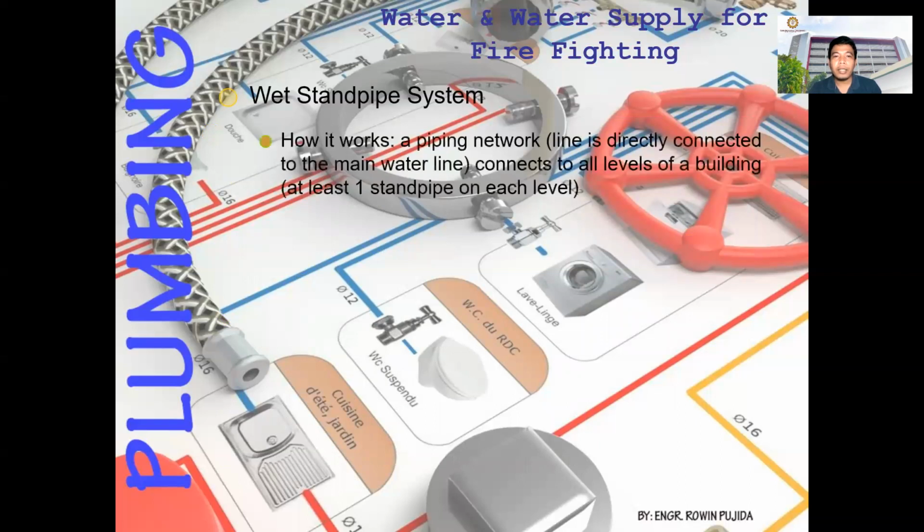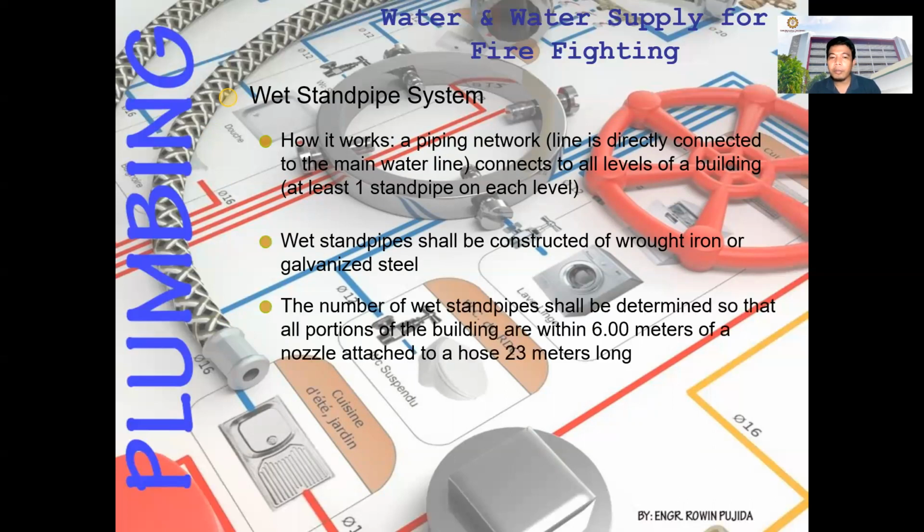Next, we have the wet standpipe system. How it works, it is a piping network. A line is directly connected to the main water line. It connects to all levels of the building, with at least one standpipe on each level. Maybe you can have a fire hose connected to this wet standpipe system. The wet standpipe shall be constructed of wrought iron or galvanized steel. The number of wet standpipes shall be determined so that all portions of the building are within 6 meters of a nozzle attached to a hose which is 23 meters long. Normally in a commercial building, you can see a fire hose connected to the wet standpipe system.